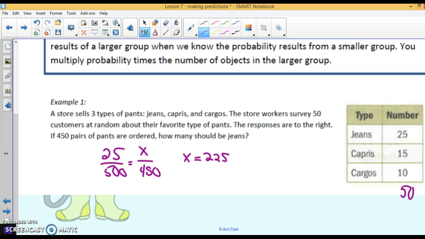You could cross multiply and solve, or you could figure out that 25 out of 50 is 1/2. So what's 1/2 of 450? It's 225.